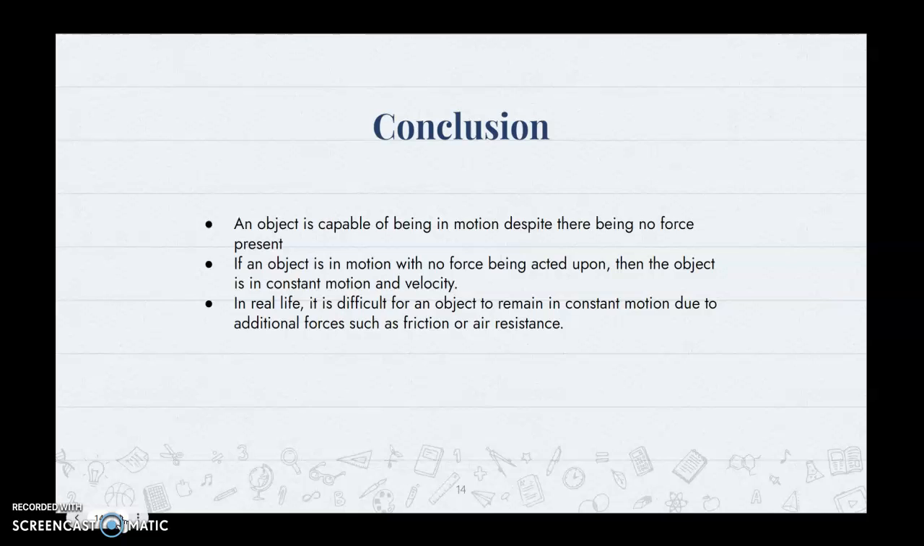This is due to Isaac Newton's first law, which states that an object in motion will remain in motion unless a force is acted upon it. In real life, however, it is difficult for an object to remain in constant motion due to additional forces such as friction or air resistance consistently being present in our environment.